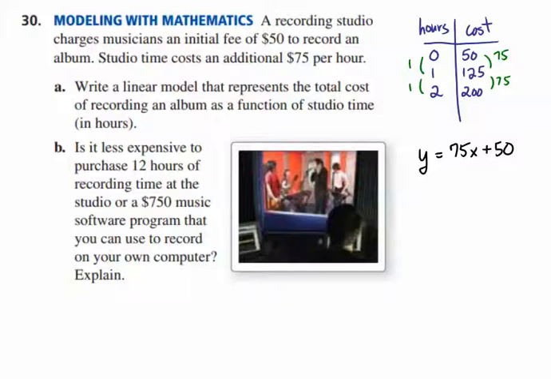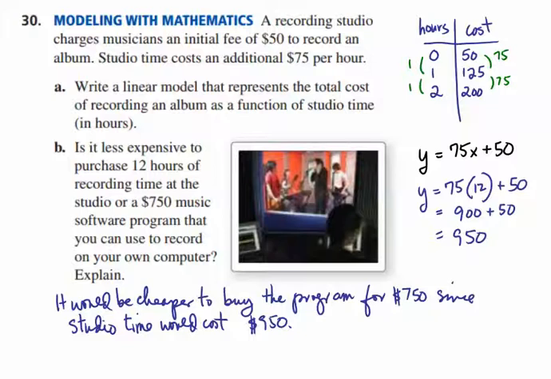So the first thing that we want to do here is to figure out what the cost would be for 12 hours. In that case, x would be 12, and this turns out to be 900, plus 50, or $950 if we were to use the recording studio for 12 hours. So is it cheaper? It is definitely cheaper to buy the software program. So we say that it would be cheaper to buy the program for $750 since studio time would cost $950. And so that's really all there is to this.